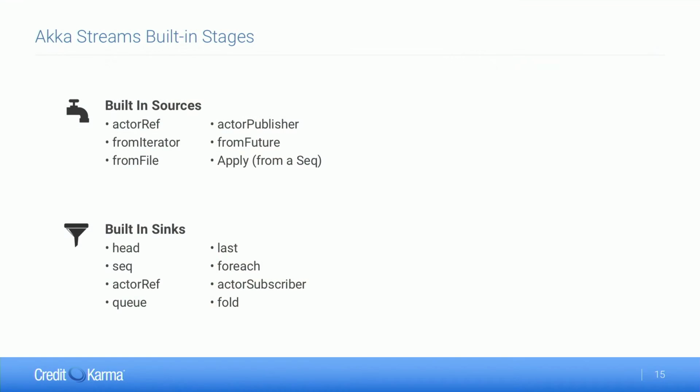Same thing with a lot of the sinks. You have head, sequence, last, foreach. Some of these should start to look familiar if you've worked with the Scala collections, which I assume we all have, since we're at a Scala conference. You have fold, and you can actually output to a queue.